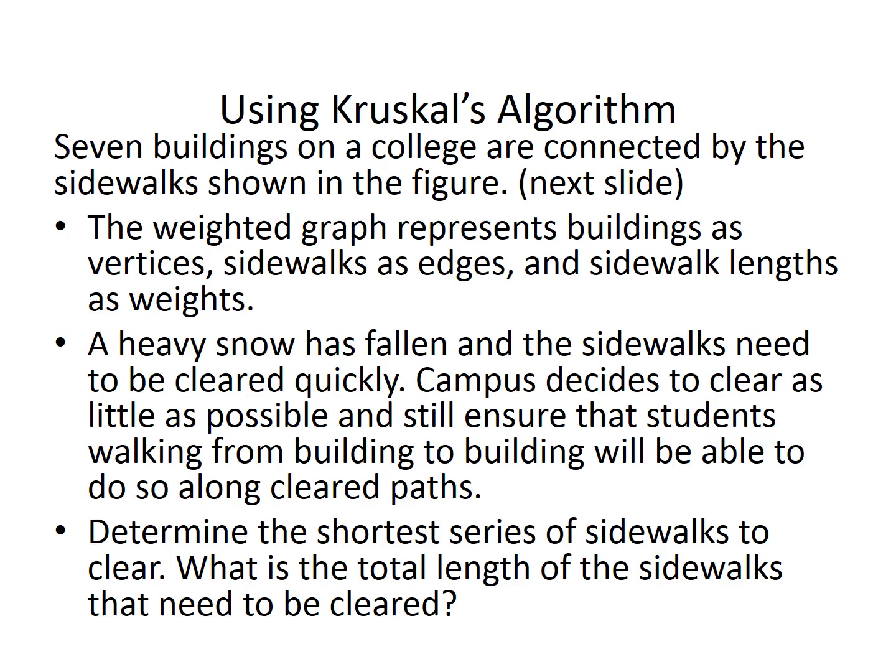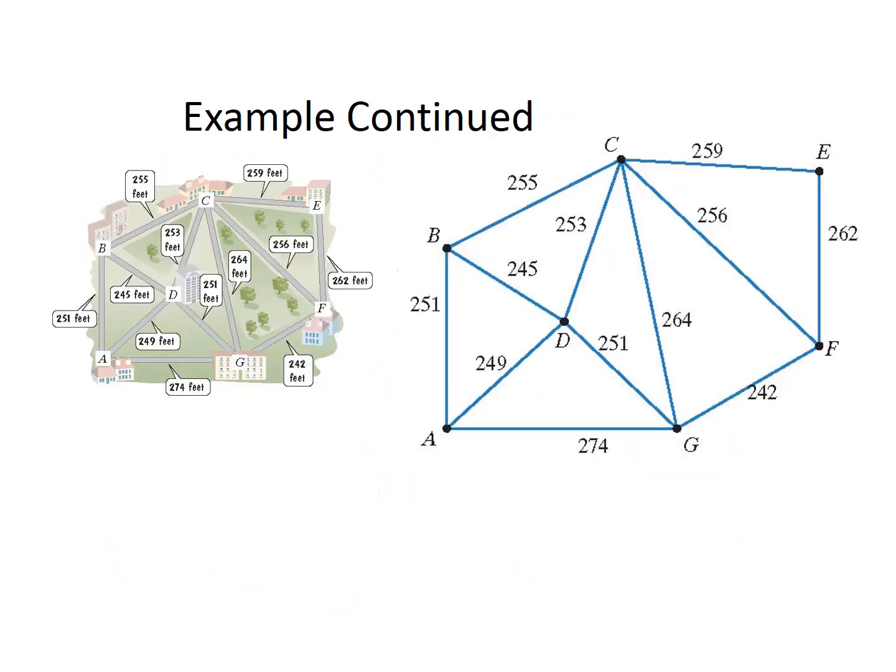7 buildings on a college campus are connected by the sidewalks shown in the figure on the next slide. The weighted graph represents the buildings as vertices, the sidewalks as edges, and the sidewalk lengths as weights. A heavy snow has fallen and the campus needs to be cleared quickly. Campus decides to clear as little as possible and still ensure that students walking from building to building will be able to do so along cleared paths. Determine the shortest series of sidewalks to clear. What will be the total length of the sidewalks that need to be cleared?